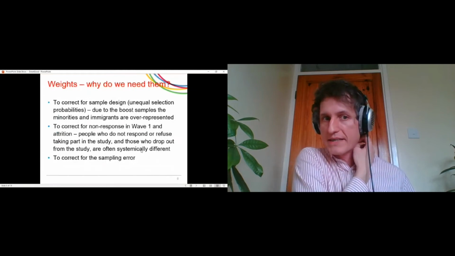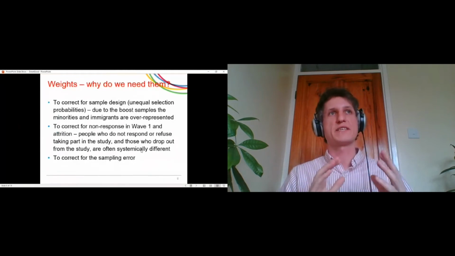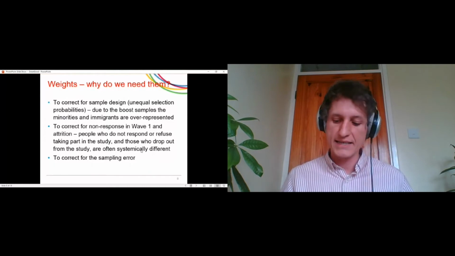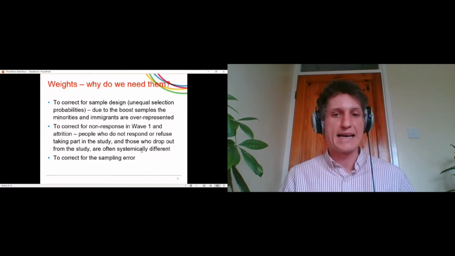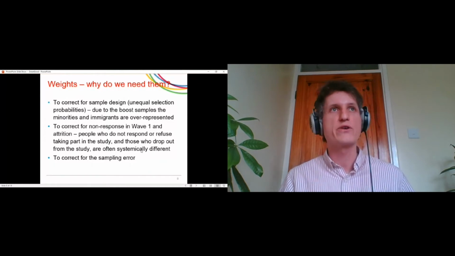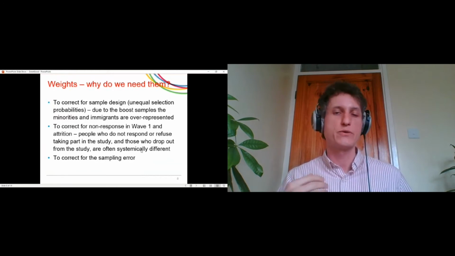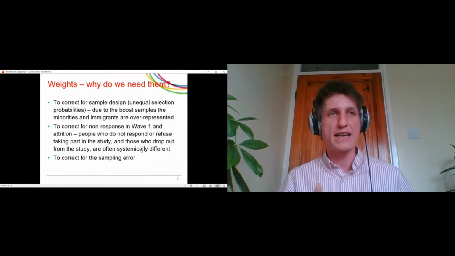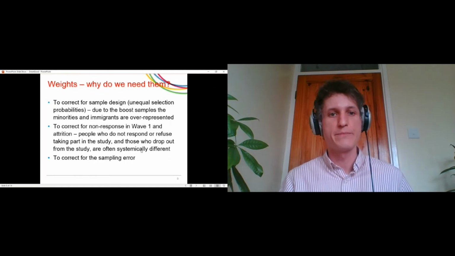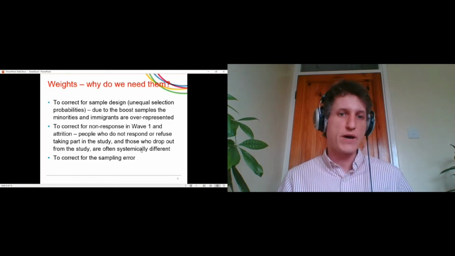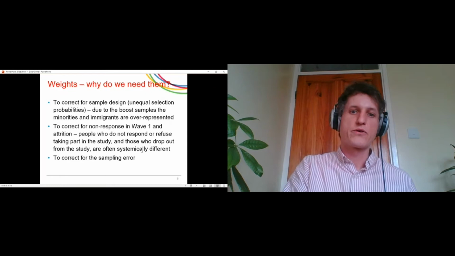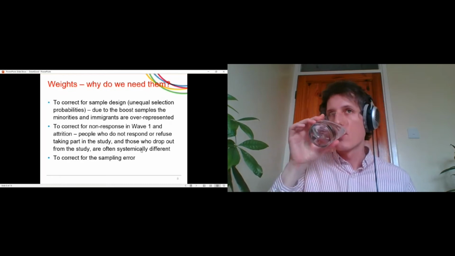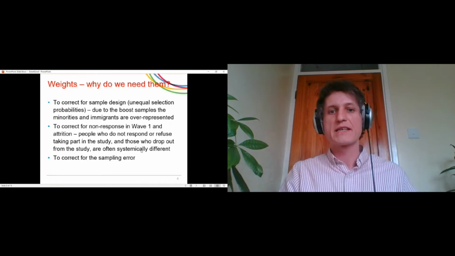One of the consequences of this complex design of the study is that the data need to be weighted, and we highly recommend weighting our data using the weights that we provide any time you use and analyze our data. The reason we need these weights is, first of all, to correct for sample design. So something that I just discussed.